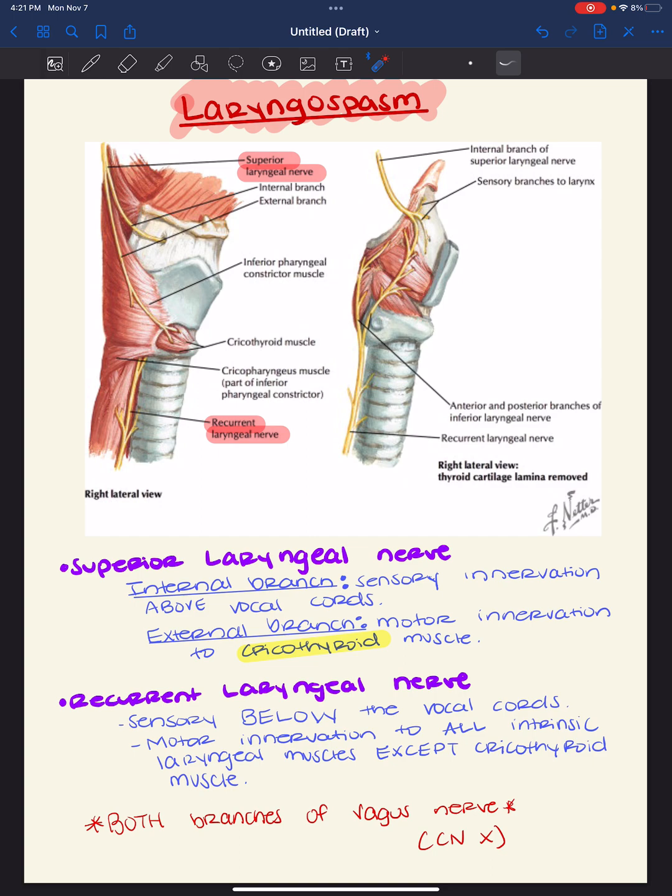So for the cricothyroid, just remember, it's going to be the superior laryngeal nerve and it's going to be the external branch. And then for the superior laryngeal nerve, for sensory, it's going to be the internal branch, and it's going to be sensory above the vocal cords. Another important thing to remember is that the superior and recurrent laryngeal nerves are both branches of the vagus nerve, so cranial nerve 10.